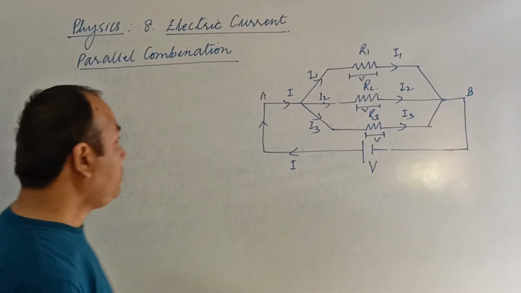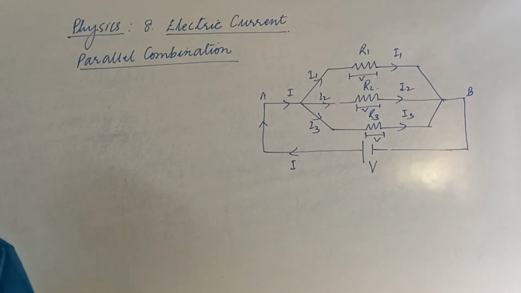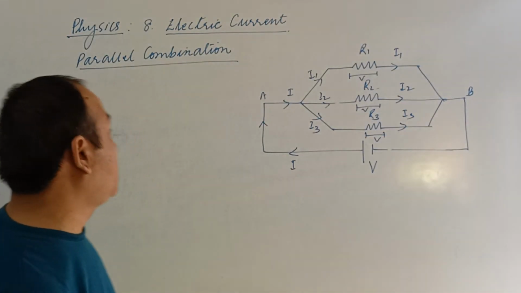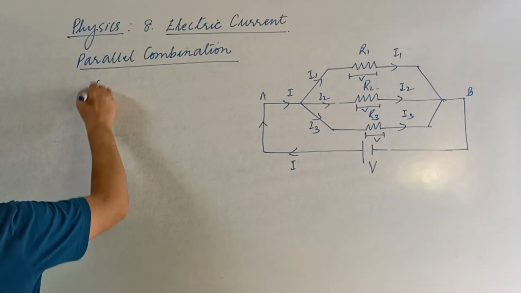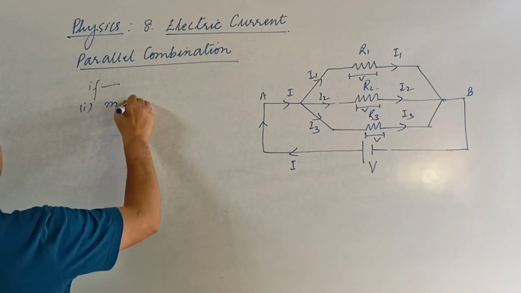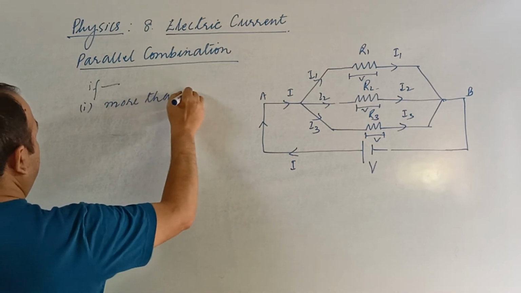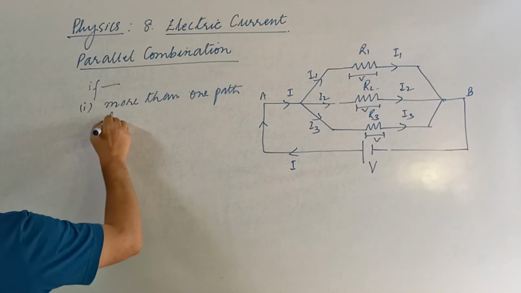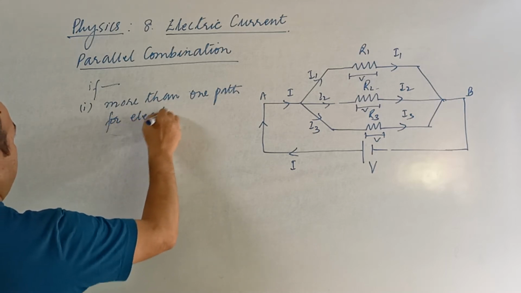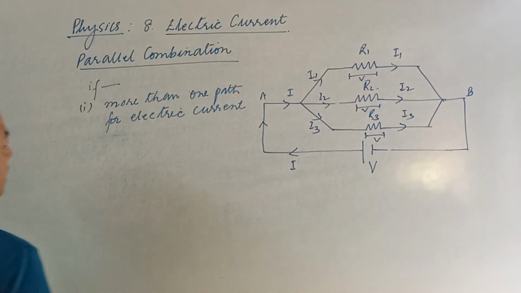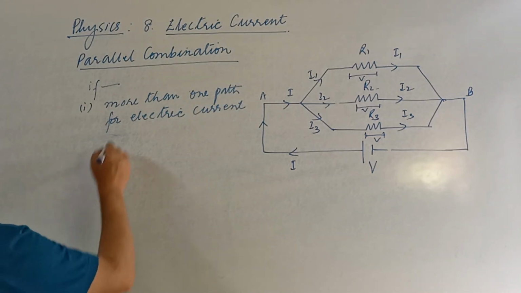Now see, how many points can we include here? The three resistors or any number of resistances are said to be connected in parallel between the two points if, number one, there is more than one path for the electric current to flow.